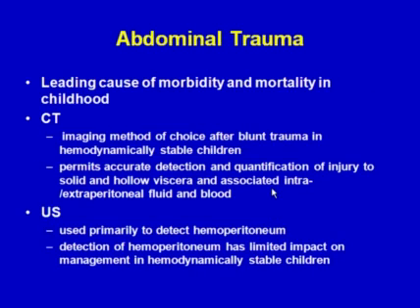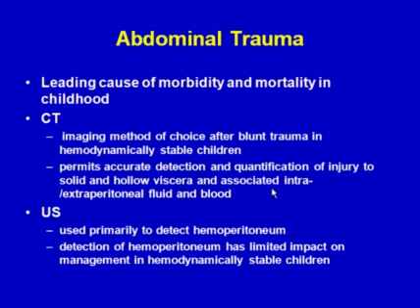I'd like to move on now to a brief discussion of abdominal trauma, which is certainly the leading cause of morbidity and mortality in childhood. CT is definitely the imaging method of choice after blunt trauma in the hemodynamically stable child. It permits accurate detection and quantification of injury to solid and hollow viscera and associated intra- and extraperitoneal fluid and blood. Ultrasound is used primarily to detect the presence of a hemoperitoneum.